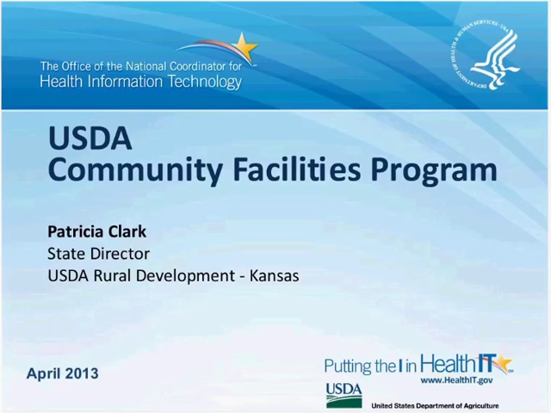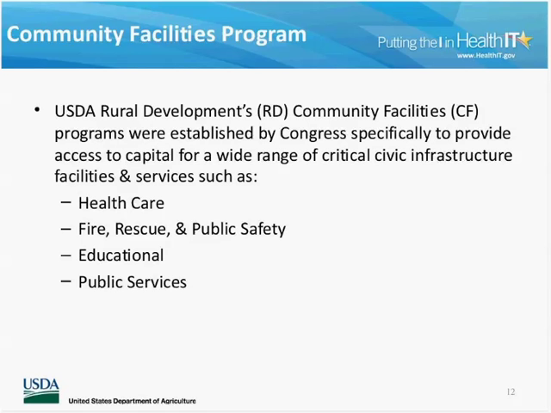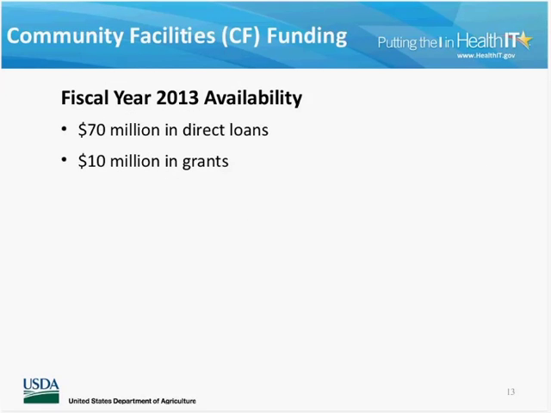Thank you, Jessica. We really appreciate this opportunity to share our Rural Development Program information and help provide solutions to financing this critical investment to improve health care through technology and connectivity. Our community facilities programs were established by Congress to provide essential services to our rural communities and rural residents to help them improve their health care and their level of safety. I want to talk briefly about the basics of our community facilities program, starting with the funding that's available for fiscal year 2013. We have $70 million in direct loans available and $10 million in grants.